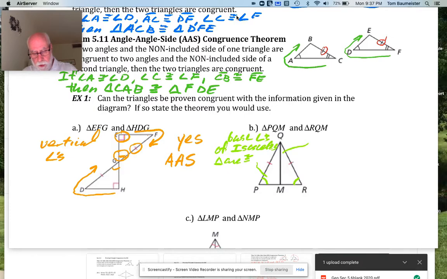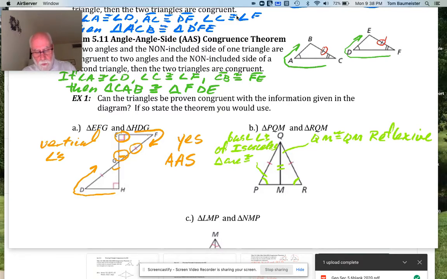Well, remember here I told you that QM is equal to or congruent to QM. Remember, I told you that's called the reflexive property. We use it quite a bit. All right. So if that's the case, then we know that this side here is equal to itself. Okay. So now I'm going to follow their path.